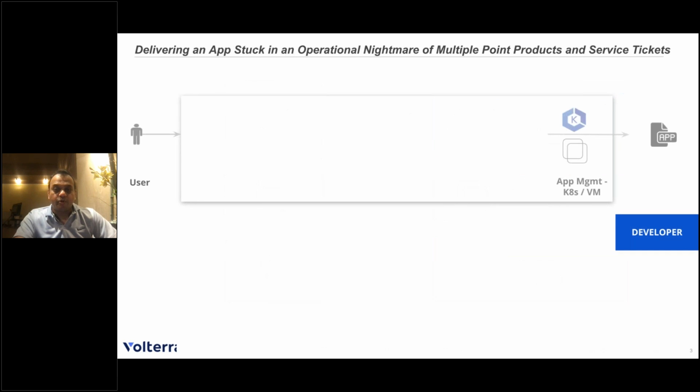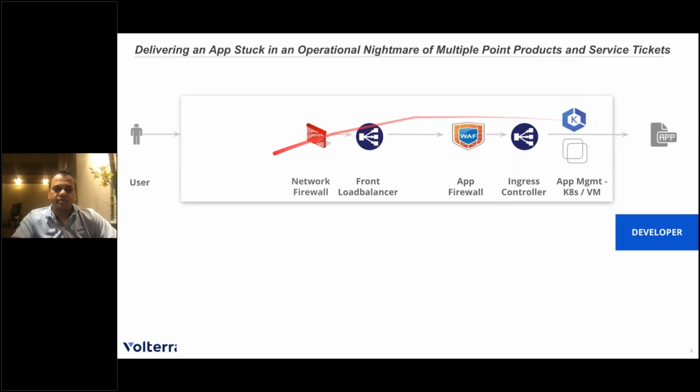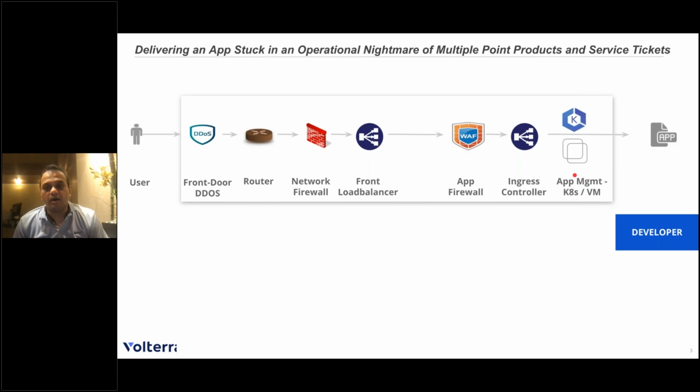But the problem when deploying an app and delivering it to a user is that it requires multiple components. You first need to set up either a cluster or a VM for your application. Once you deploy and set up your Kubernetes cluster, you then need to set up your ingress controller so that your app can be accessible from the outside.